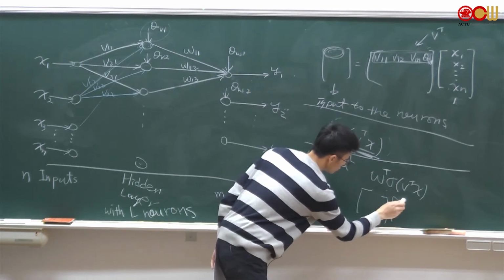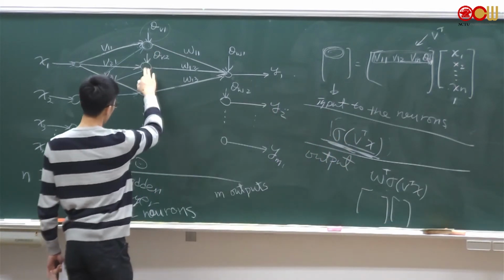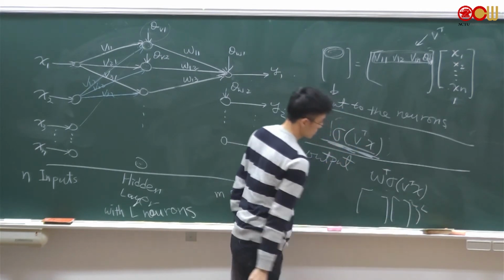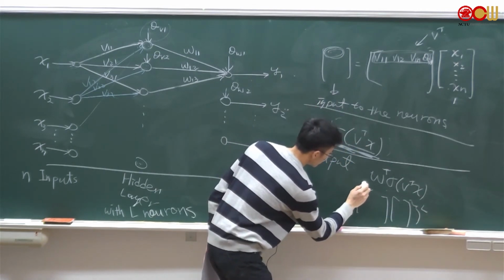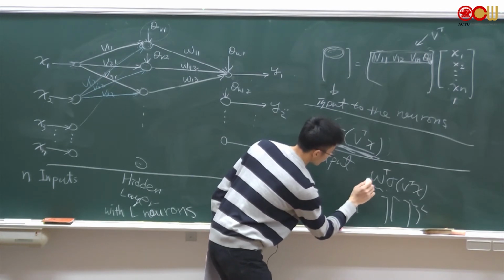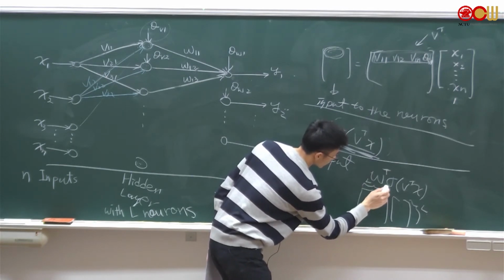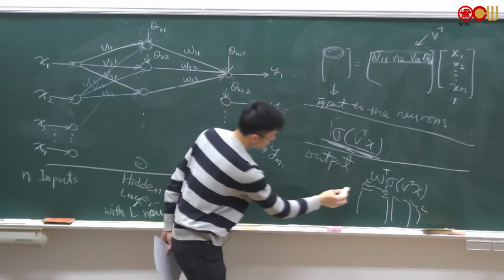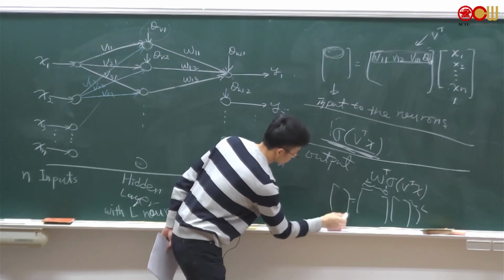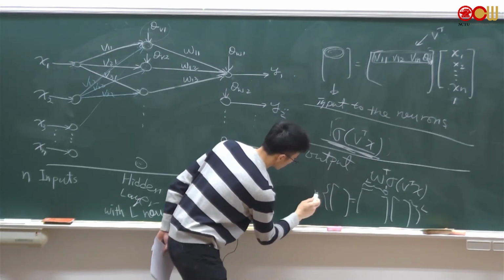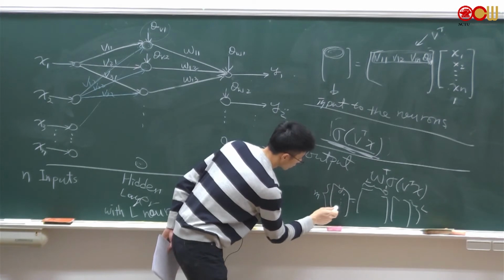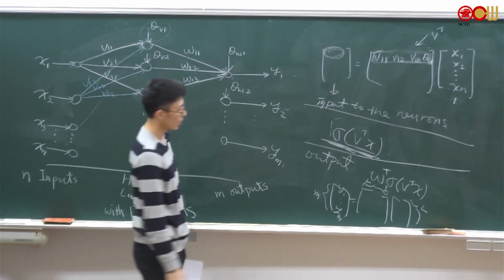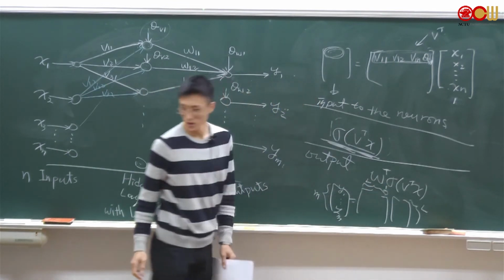So here the dimension should be the number of neurons, which is L. And here should be L plus 1, because of the offset. And that generates the output, and the dimension is m, because it's Y1 to Ym. Okay. So V and W are the weighting matrices to be estimated.